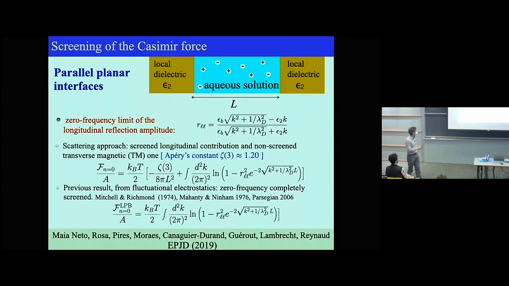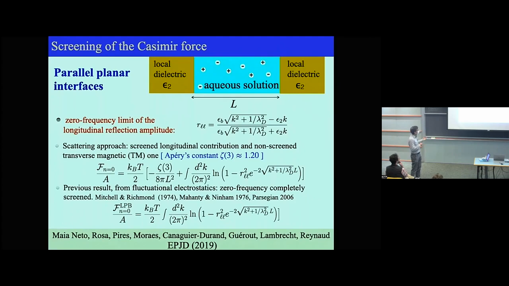So there is this screened contribution from the longitudinal modes, but we find another contribution as well from the transverse magnetic polarization, which is not screened, which is this thing here. Is this really there or not? We are going to do an experiment to try to see if it's really there or not, or maybe this is a problem with this model that we have used.